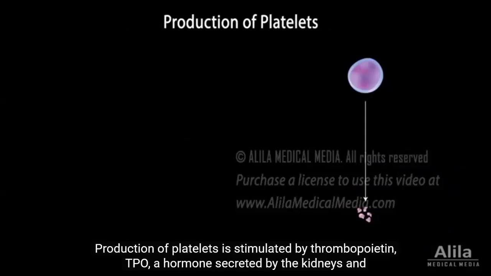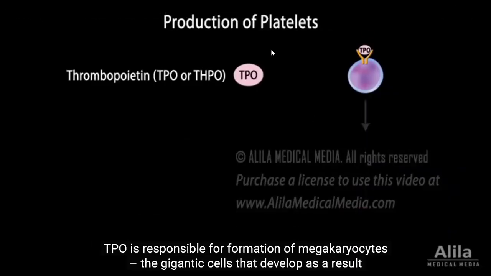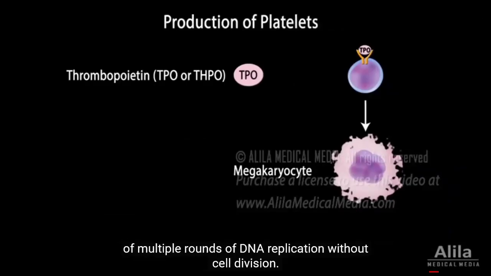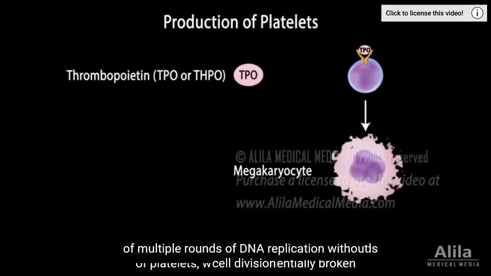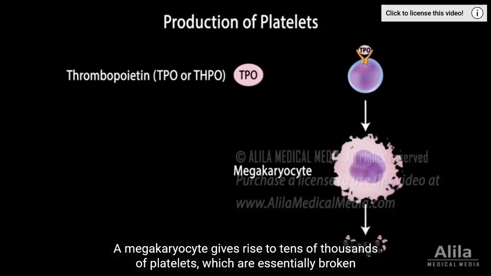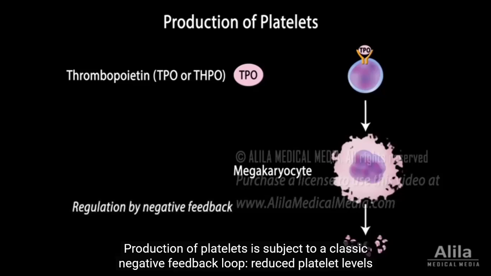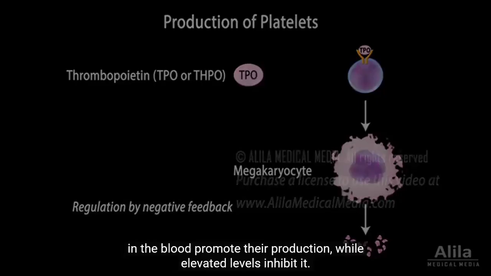Production of platelets is stimulated by thrombopoietin, TPO, a hormone secreted by the kidneys and liver. TPO is responsible for formation of megakaryocytes, the gigantic cells that develop as a result of multiple rounds of DNA replication without cell division. A megakaryocyte gives rise to tens of thousands of platelets, which are essentially broken fragments of its cytoplasm. Production of platelets is subject to a classic negative feedback loop. Reduced platelet levels in the blood promote their production, while elevated levels inhibit it.